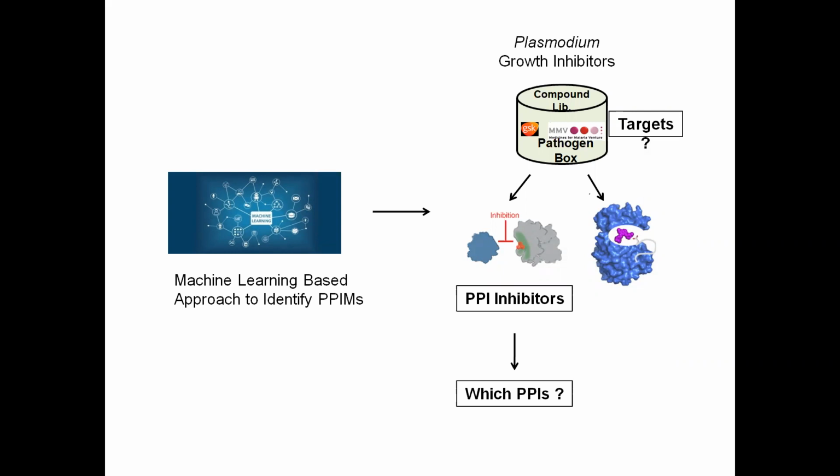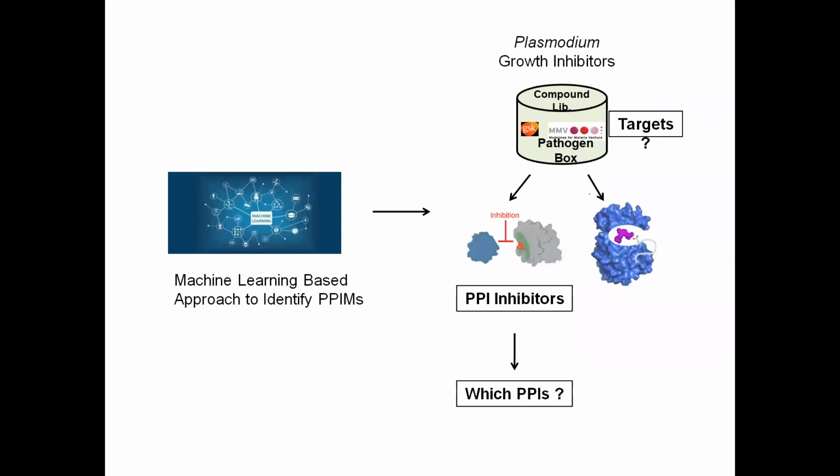Some of the compounds could target a kinase. That means it is targeting a single protein. It could be a protease, or it might be a PPI inhibitor. So now our question was, can we come up with some sort of a computational method?